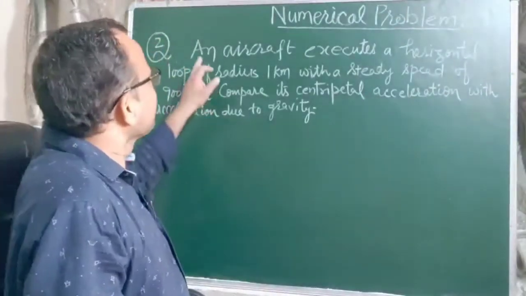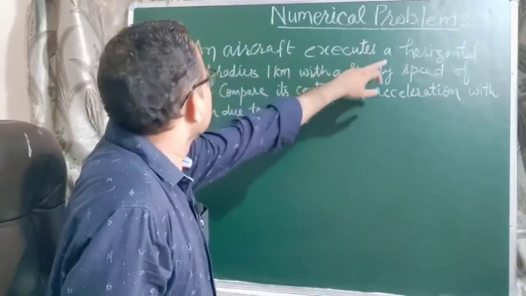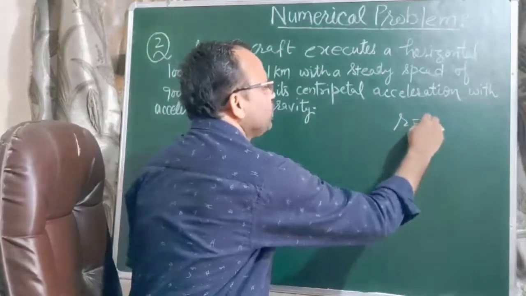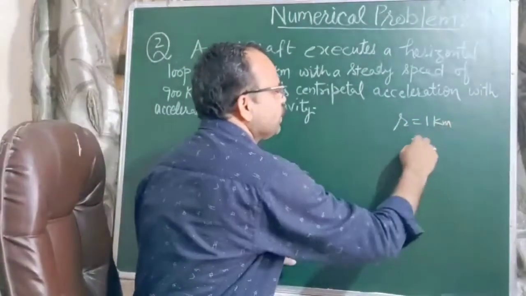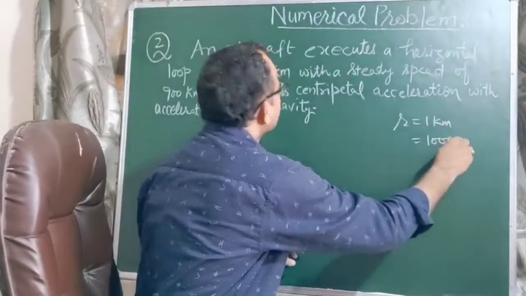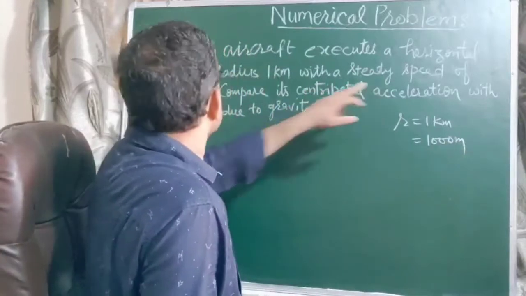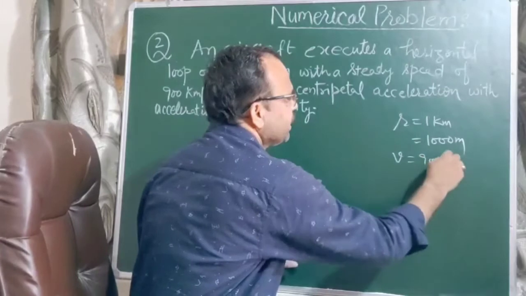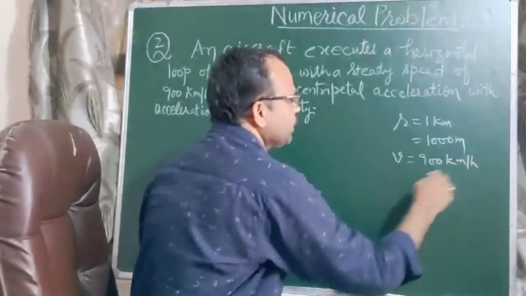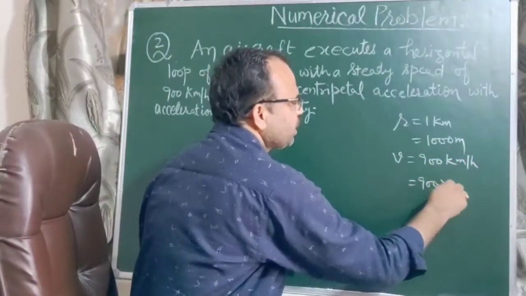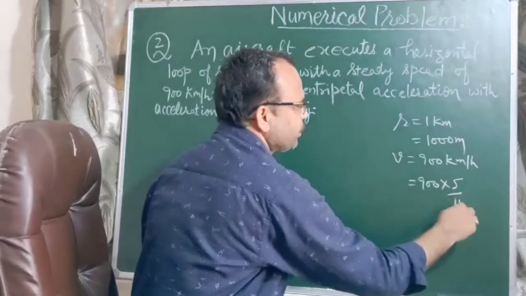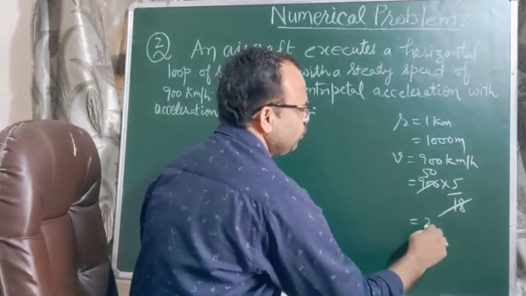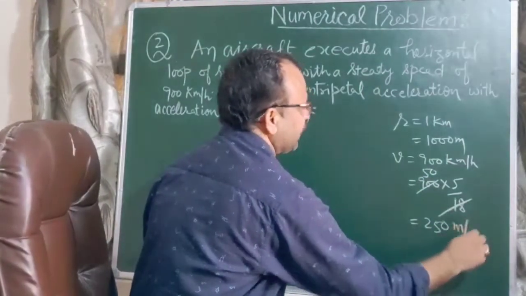Now the second problem: an aircraft executes a horizontal loop of radius 1 kilometer. It means R equal to 1 kilometer. As we know that 1 kilometer is equal to 1000 meter. With a steady speed of 900 kilometer per hour, meaning v equal to 900 kilometer per hour. So now we convert kilometer per hour into meter per second by multiplying by 5 upon 18. So 18 5s are 90 and the 0 the same. So 250 meter per second.